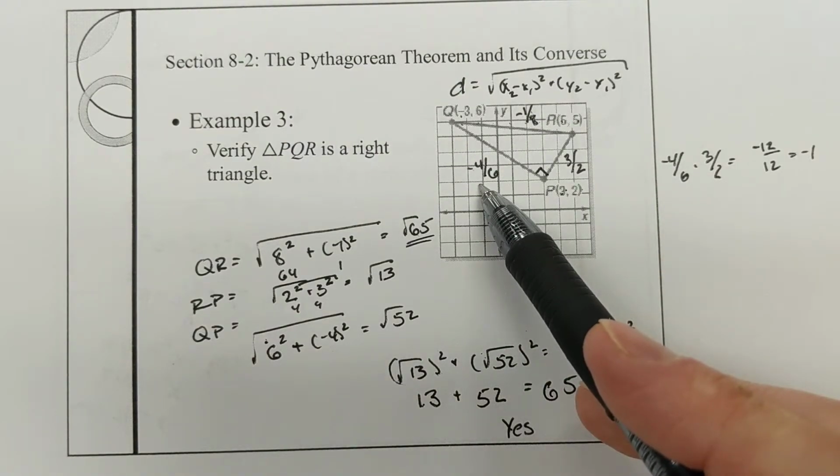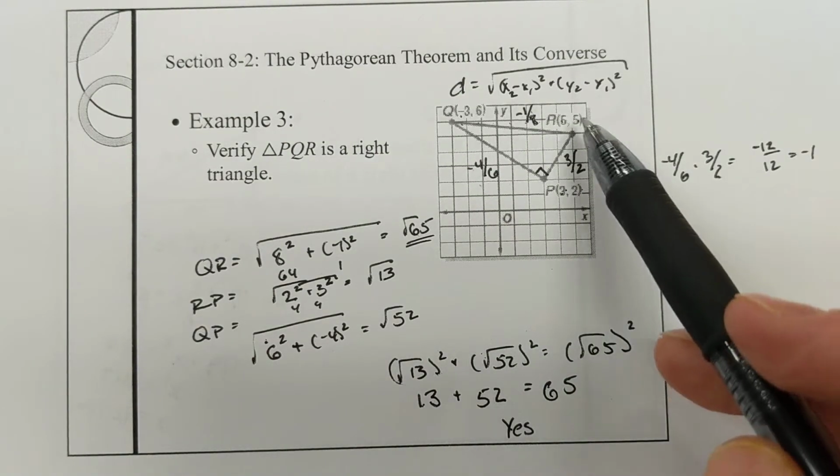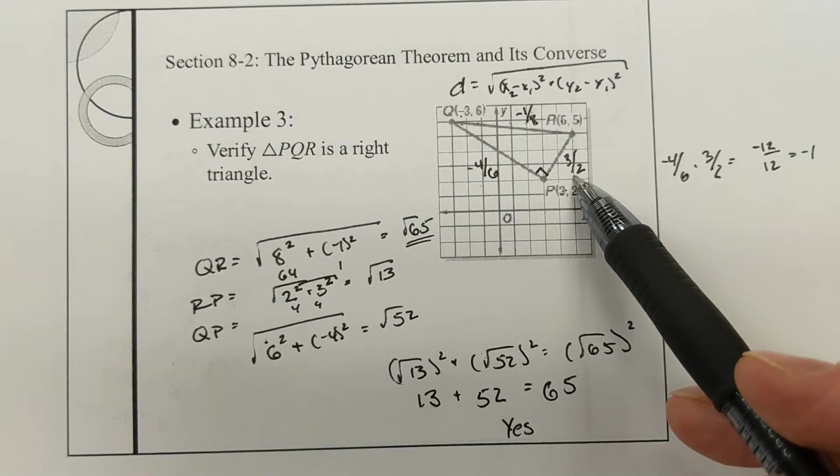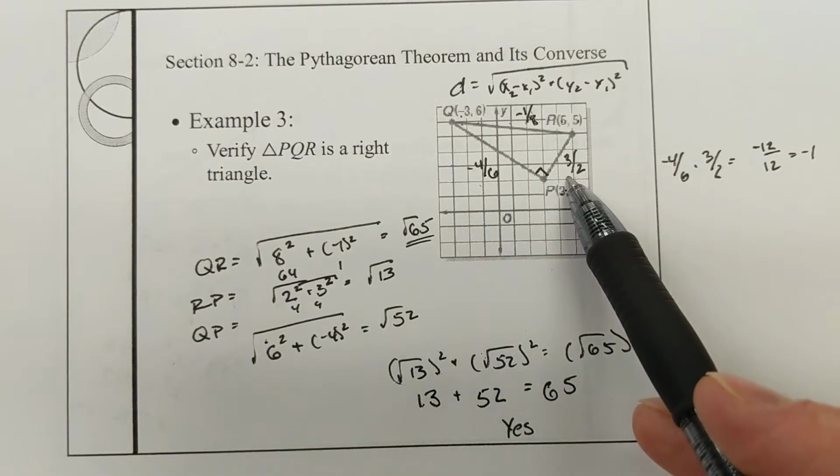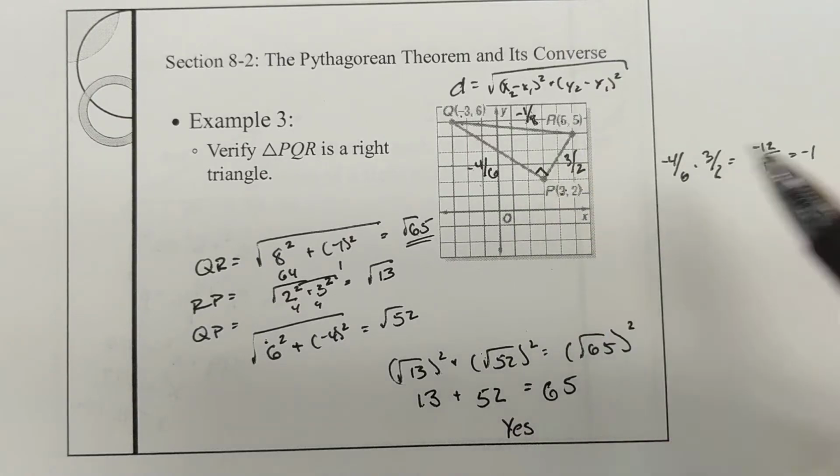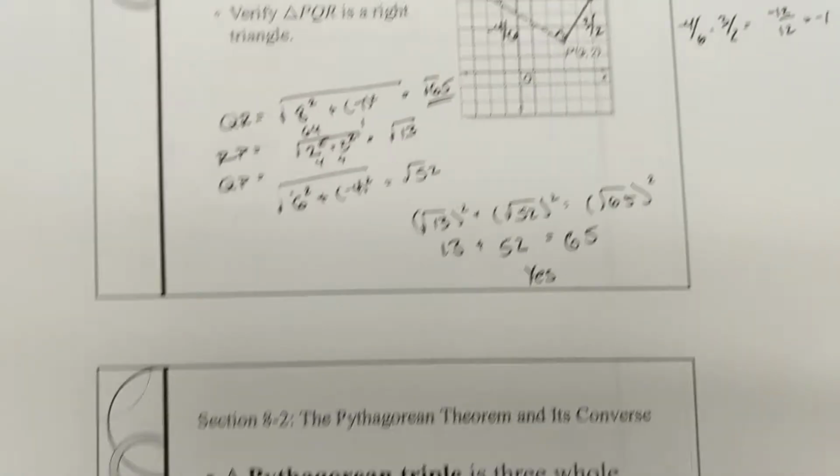Negative 1/8 times negative 4/6, is that negative 1? Negative 1/8 times 3/2, is that negative 1? Negative 4/6 times 3/2, is that negative 1? If any one of them is, it's a right triangle.